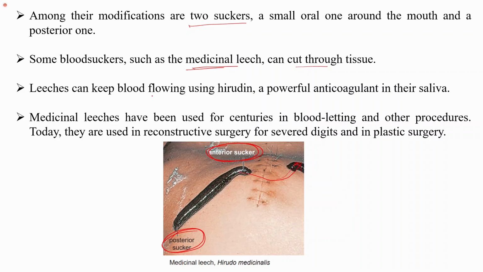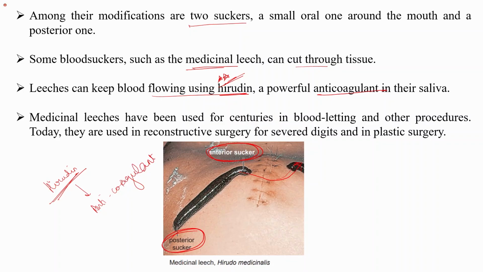Leeches can keep the blood flowing using hirudin. This is very important. Leeches are used for the extraction of hirudin. What is hirudin? It is a powerful anticoagulant. They have a very powerful anticoagulant in their saliva, which is the hirudin. Since they have to suck the fluid, they have to release the anticoagulant that prevents the clotting of the blood.